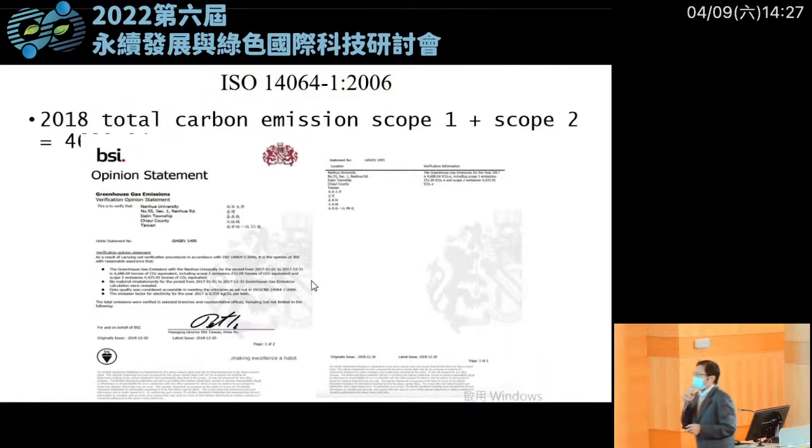So this is all we got. We got the certification of ISO 14064-1 in 2018. The total emissions can be included in two scopes: one is direct emission, and the other is indirect emission. Indirect emission mainly comes from electric power. In total it is not too much, only 4,000 tons in our campus.